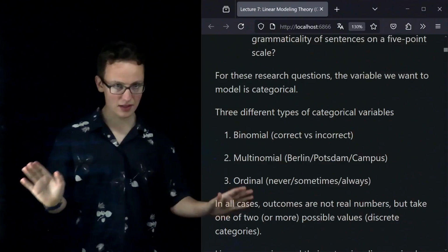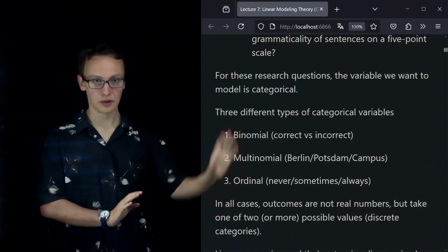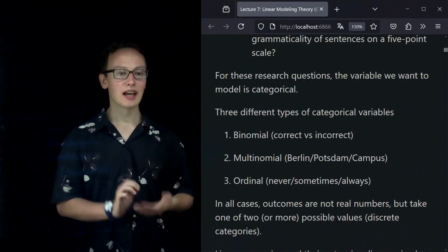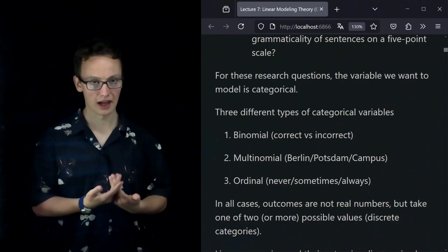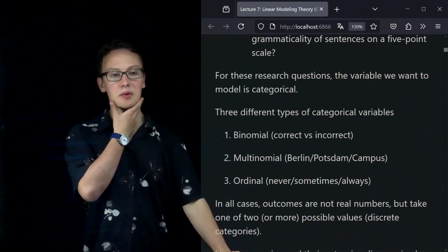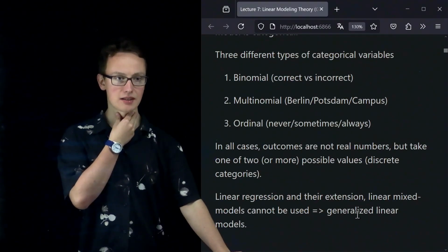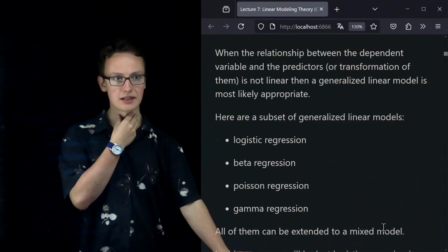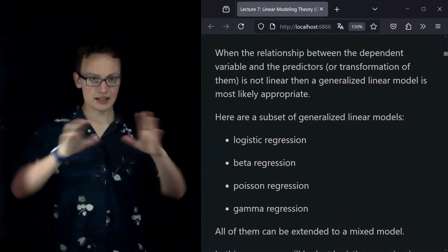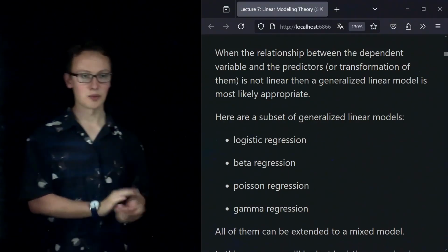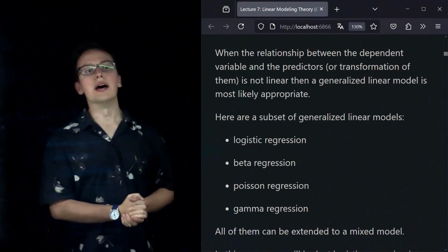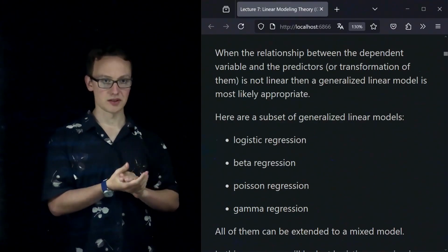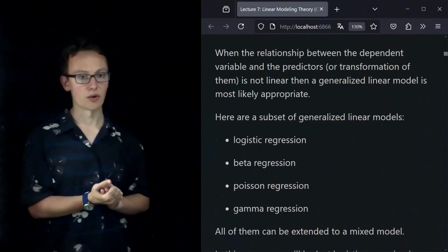But in all cases that look like this, where the DV is not continuous but categorical, we have to go beyond the kinds of models we've seen so far. We will need a so-called generalized linear model, okay? So the generalized linear model is basically an extension of the linear modeling framework we've seen so far, which allows us to ask precisely these kinds of questions when the DV is categorical.